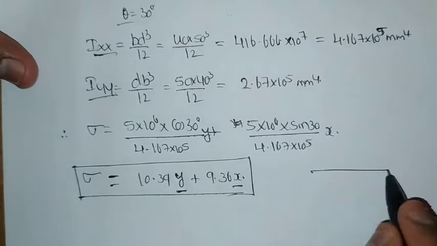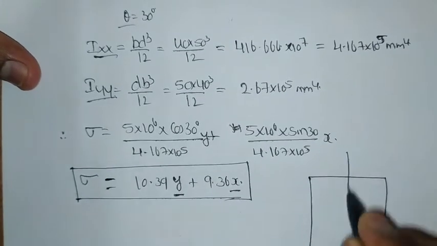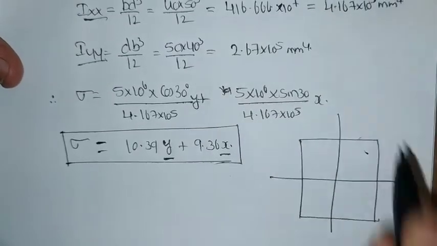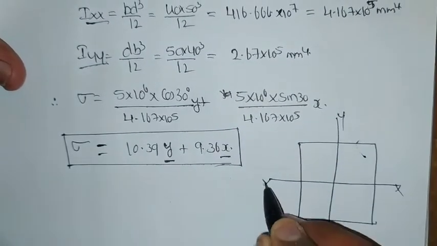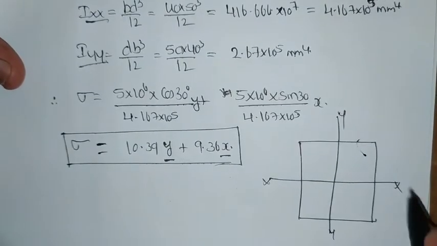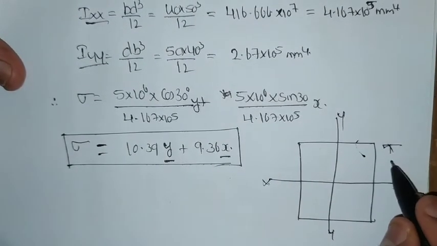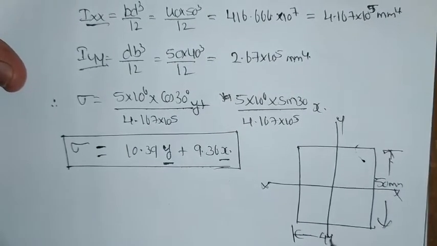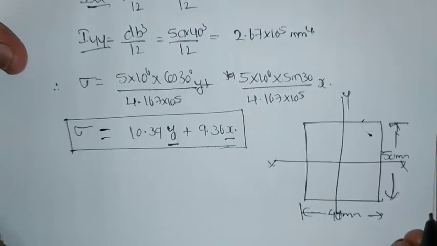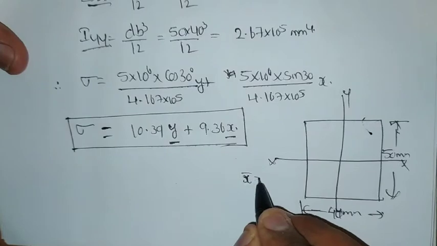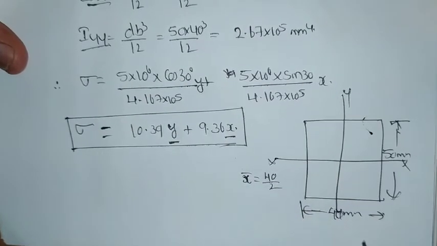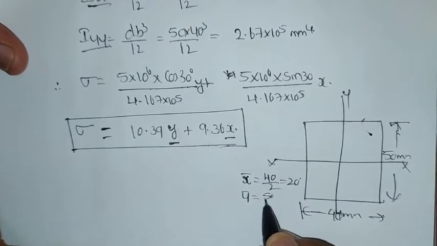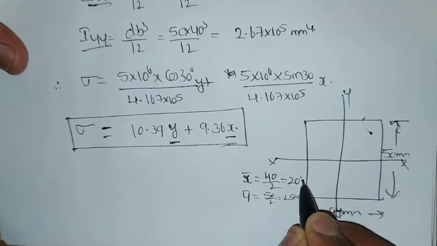If you see the figure, this is a rectangular section and here is the coordinate axis, this is y and this is x. Here the section is 50 mm and 40 mm. So from the figure it is clear that x bar is equal to 40 by 2, which will become 20 mm. Similarly y bar is equal to 50 by 2, that is equal to 25 mm.